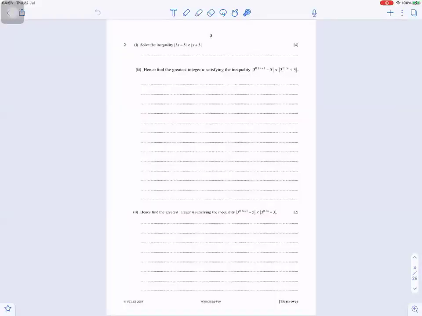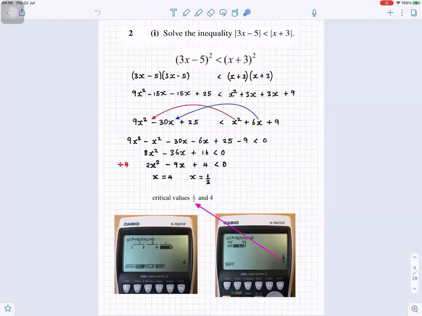Question number 2, part 1. Solve the inequality |3x minus 5| is less than |x plus 3|. So to get rid of the absolute sign, we would square both sides. So (3x minus 5) squared is less than (x plus 3) squared. (3x minus 5) squared means we write it twice: (3x minus 5) times (3x minus 5) is less than (x plus 3) times (x plus 3).